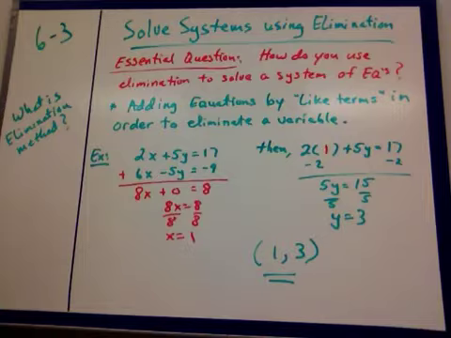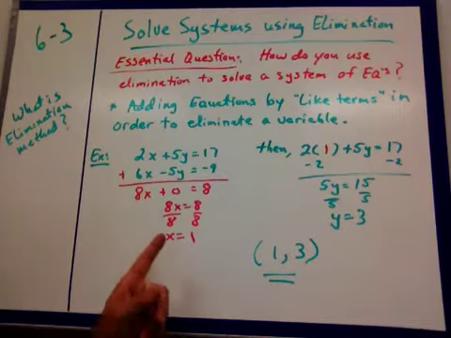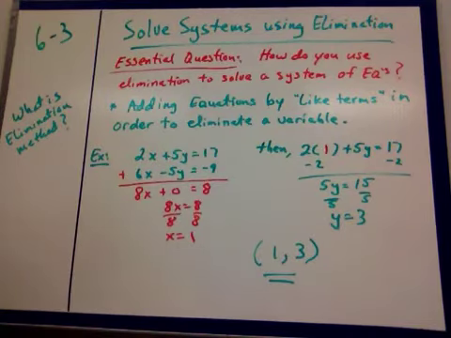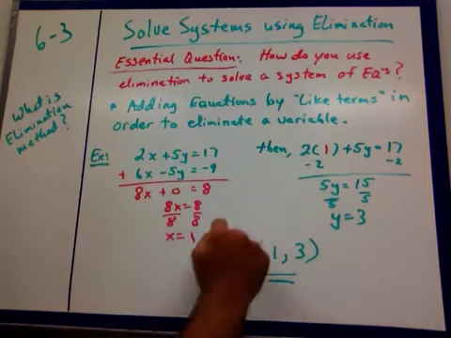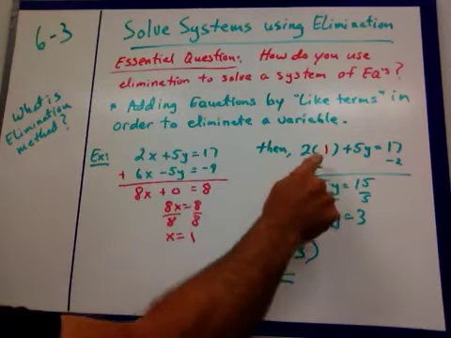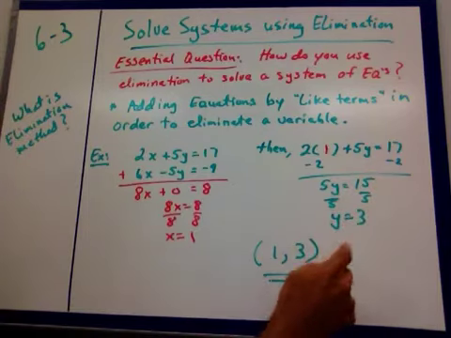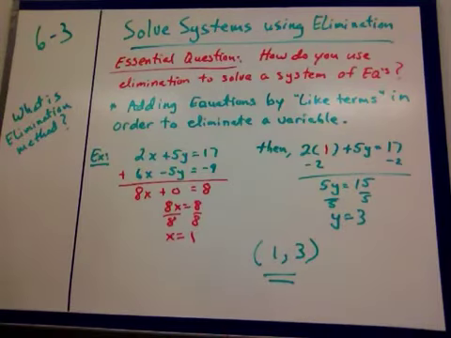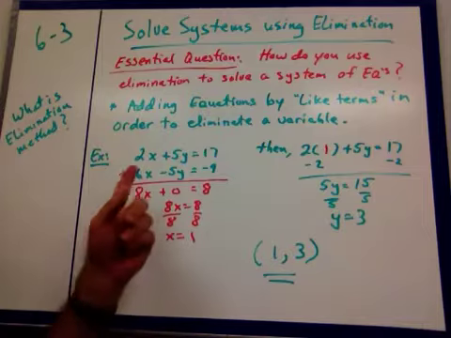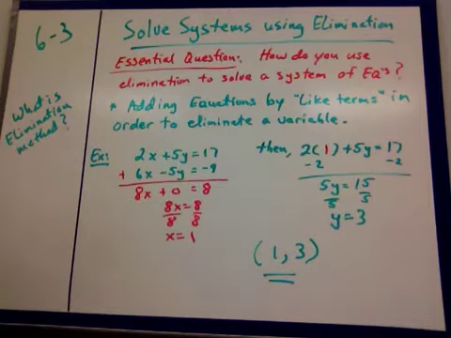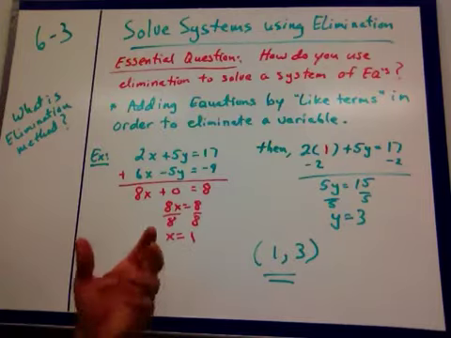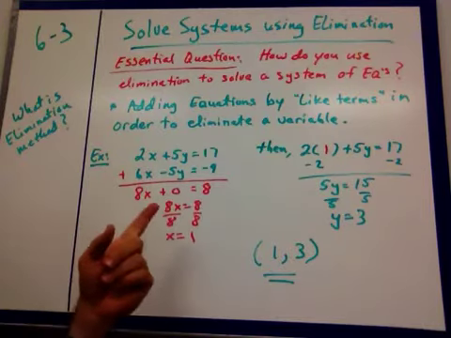x is 1. Once I know x, now I take either equation. It doesn't matter. I just took the first one. Plug your 1 in for x, and then solve for y. Subtract the 2 over, divide the 5 out, y is 3. Again, I write the answer as an ordered pair, because you could graph those two, and that's where they would intersect.